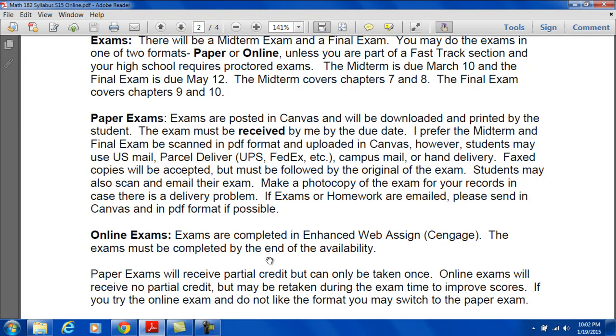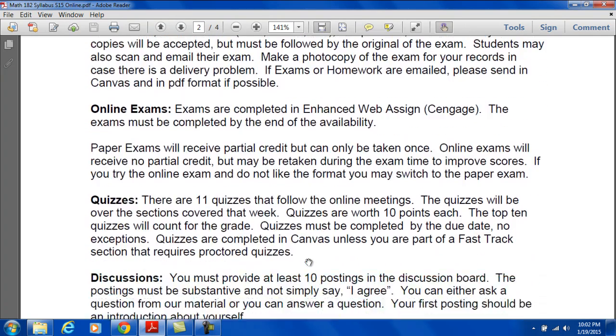In case there's a delivery problem. Online exams. Exams are completed in Enhanced Web Assign. The exams must be completed by the end of the availability. Now, in the past, I've had many attempts. I'm probably going to narrow that down this time. I'm going to cut down to fewer attempts. I want to make sure we're actually learning this stuff and not just guessing for answers.